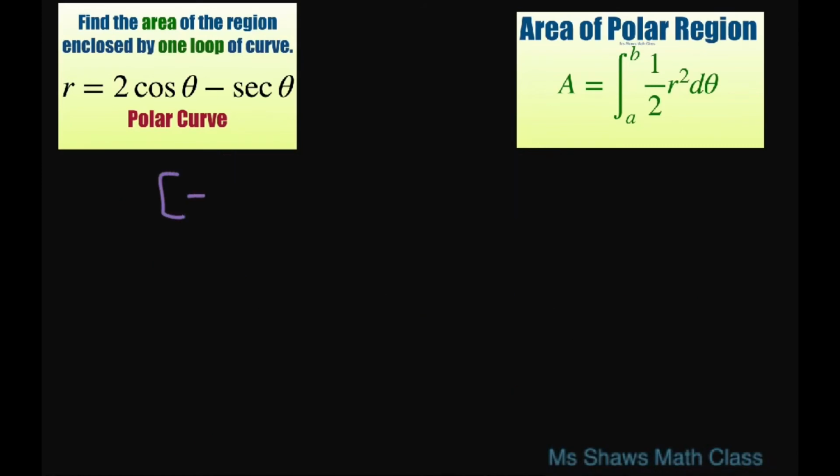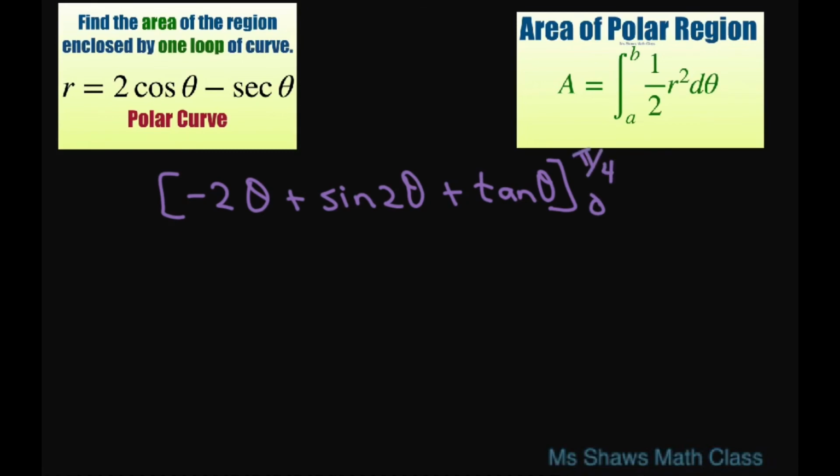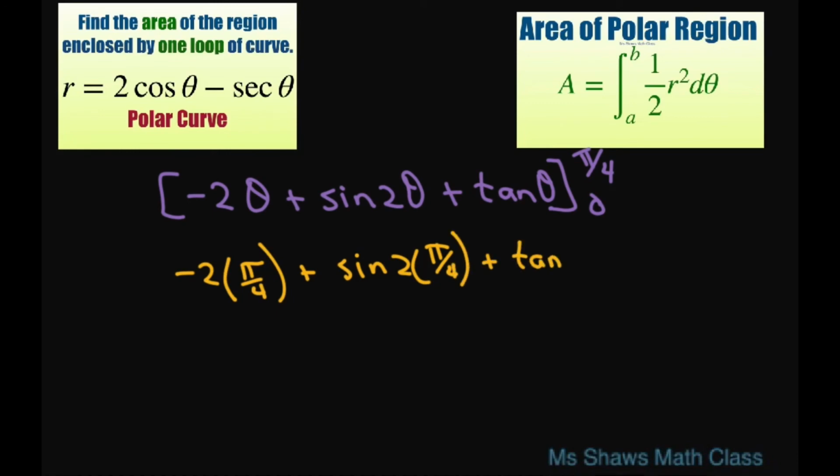When you integrate, you're going to get negative 2 theta plus sine of 2 theta plus tan of theta. I just took the antiderivative of everything. Now evaluating this, you're going to get negative 2 times pi divided by 4, plus sine of 2 times pi divided by 4, plus tan of pi divided by 4, minus the lower limit, which is just going to be 0.